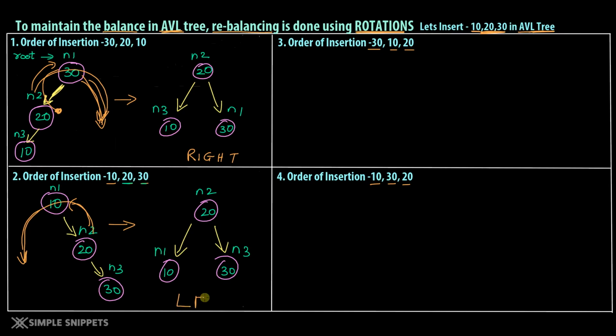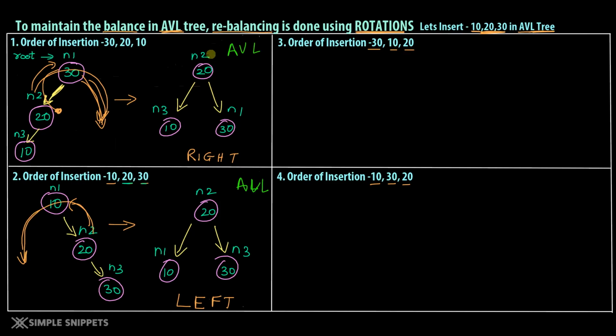So let's write left over here. When you have a right imbalanced tree, you do a left rotation and then you get a balanced binary search tree, and in both these cases, this can also be considered as an AVL tree. Okay, so this is an AVL tree and this is also an AVL tree.